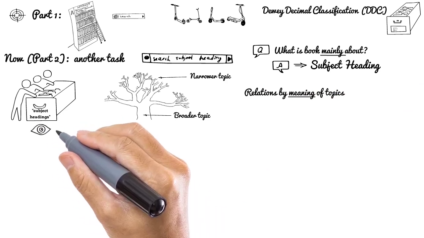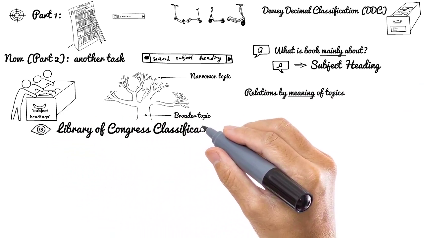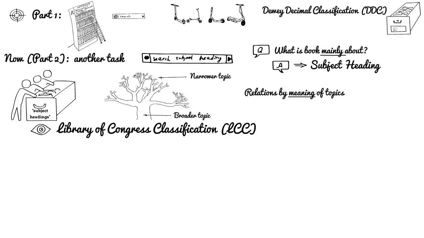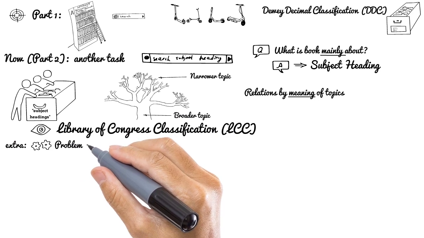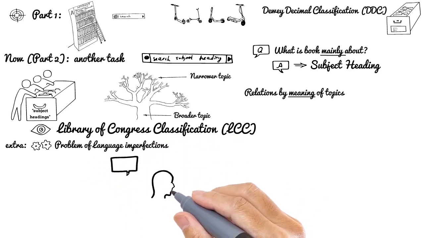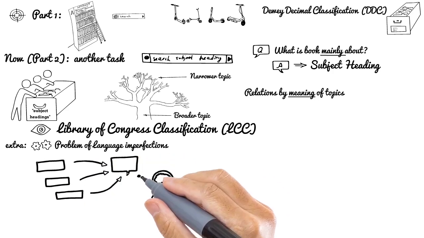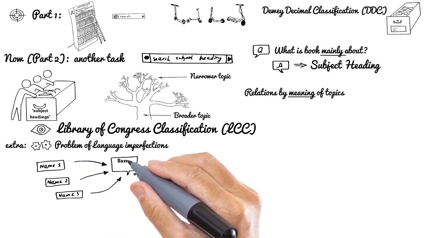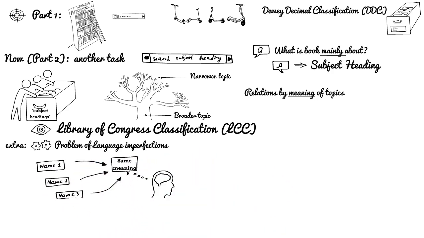Let's look at how the Library of Congress Classification, LCC, organizes subject headings in its catalog. First of all, we need to solve the problem of human language imperfections. The first imperfection is having subjects with different names but the same meaning within a classification.